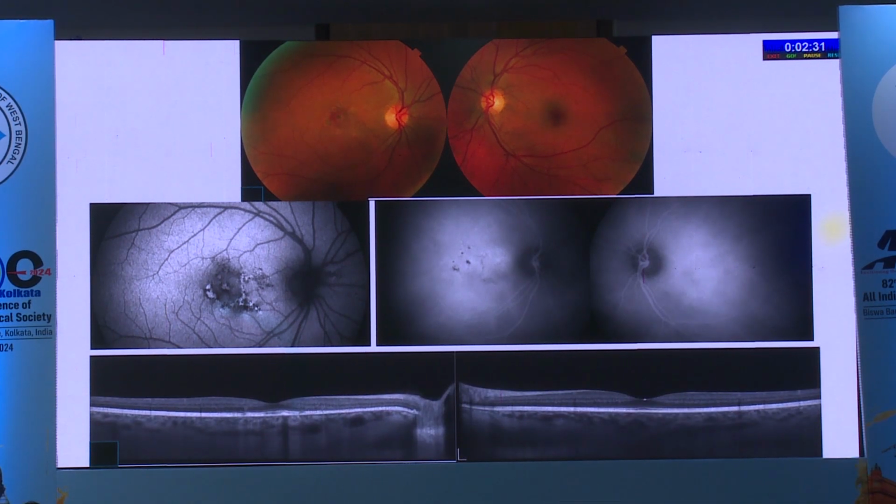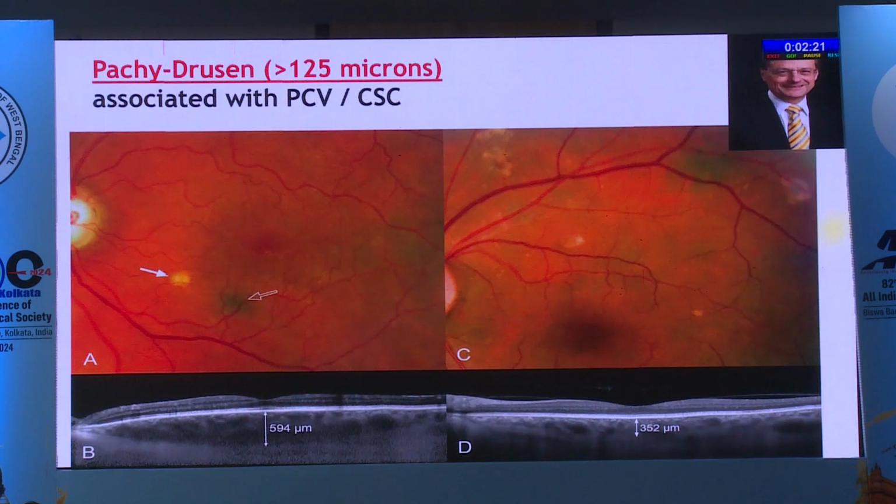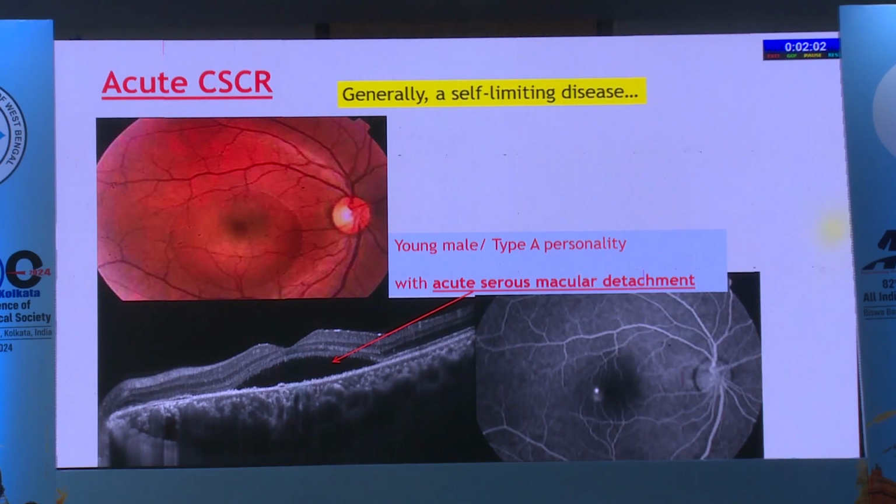This entity just needs to be observed and doesn't have subretinal fluid, but you can see features like pachydrusen, drusen-like deposits and RPE undulations. This pachydrusen is different from the regular drusen. They are larger, more than 125 microns in size, and scattered all across the posterior pole, unlike dry AMD, where you have the soft drusen accumulated at the foveal center. So these are features of pachyepitheliopathy and it needs only observation.